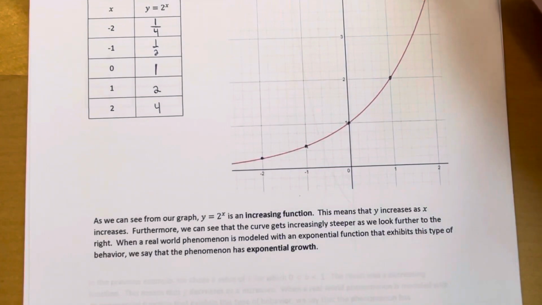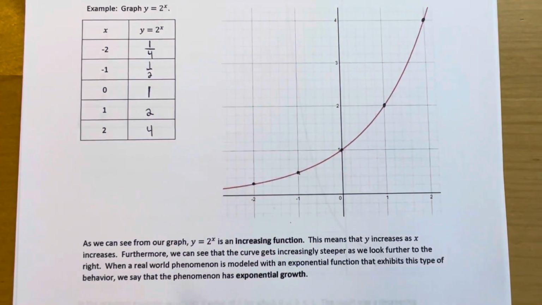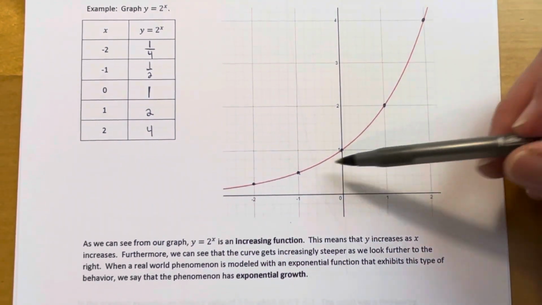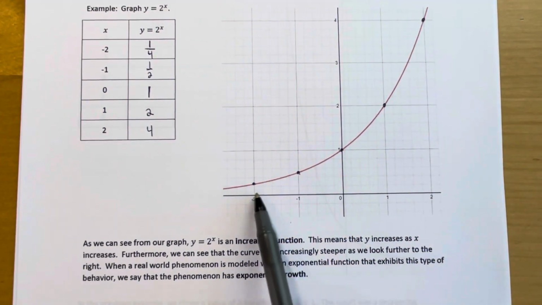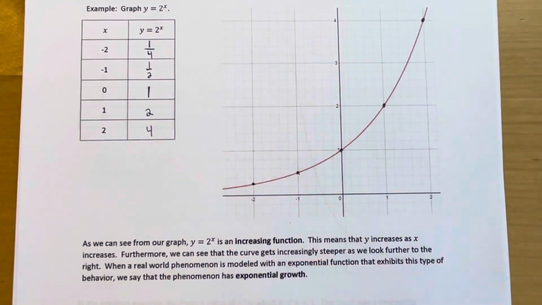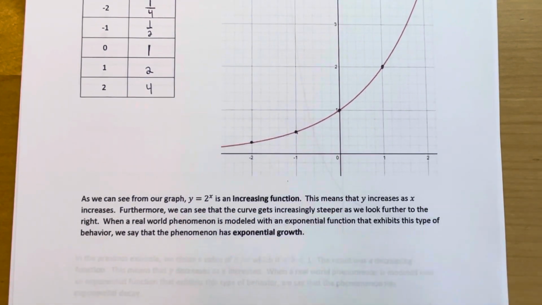So a couple of observations we want to make about this particular exponential function when we graph it. For one thing, it's what we call an increasing function. What that means is that as we go from left to right, in other words, as our x values get larger and larger, the y values of those points are also getting larger and larger. So as x increases, y also increases. We call that an increasing function. Increasing and decreasing functions have important properties, which we'll talk about a little bit later in the course, but that's an important thing to make note of.